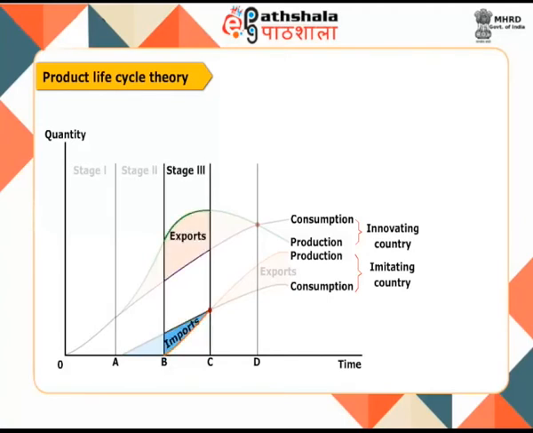Stage 3, maturity. In product maturity phase, the product becomes standardized and the innovating firm may find it profitable to license other domestic and foreign firms to manufacture the product. Thus, in this stage, the imitating country starts producing the product for domestic consumption.